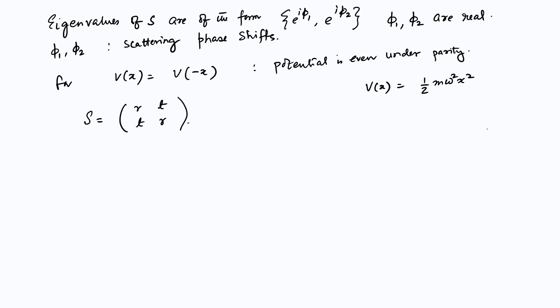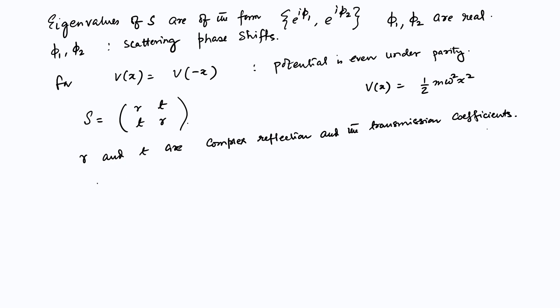We are talking about a single barrier. A barrier has, of course, two ends. So R and T are the complex reflection and the transmission coefficients. Okay. And we know that the reflection probability, which goes as mod small r square, is equal to capital R, and the capital T is equal to small t square.